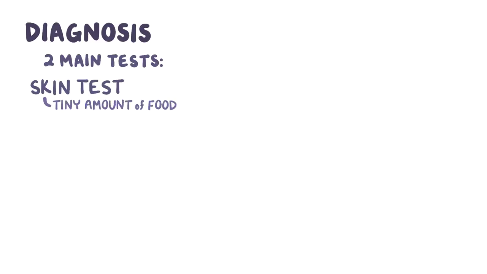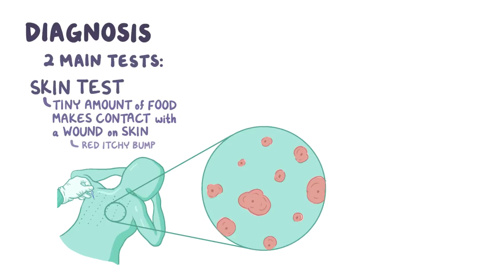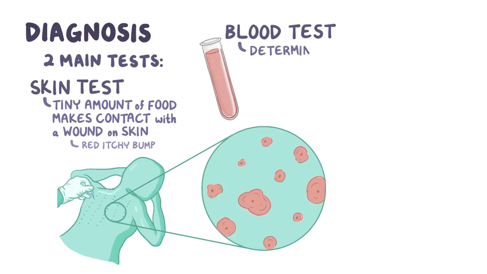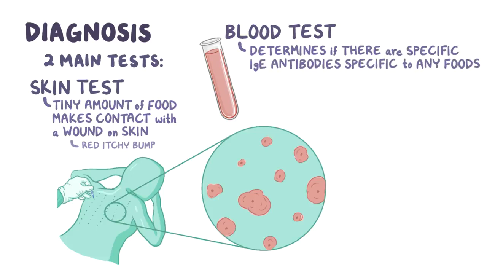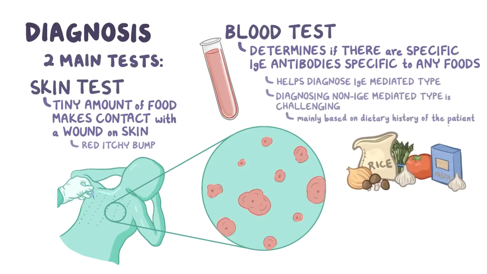There are two main types of tests to determine if a person has food allergies. First, there's the skin test, where a tiny amount of the food the person is allergic to makes contact with a wound on the skin. If an allergic reaction occurs, a red itchy bump appears on the skin. Second, there are blood tests that can determine if there are antibodies in the blood that are specific to any particular foods. This helps diagnose the IgE-mediated type. Diagnosing the non-IgE mediated type is much more challenging, and it's mainly based on the dietary history of the patient.